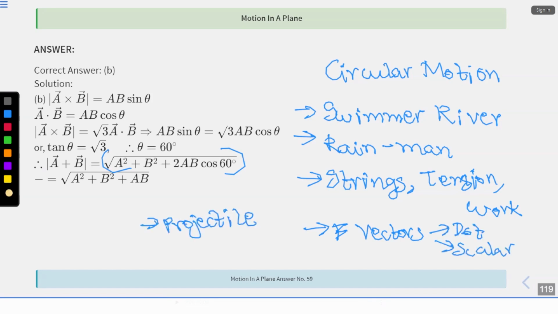So what you could do is go back, go through the video, solve these questions on your own, and then focus on these concepts more, because when it comes to scalars and vectors, these are the varied patterns that they have asked till now. So you could focus more on the swimmer river problem, because most of the students find that hard, so you could practice more on that. And then strings, tension, and work. That is a part of the force concept. And then vectors, you could focus more on dot product and cross product. And then projectile motion, their equations and everything. Just revise them and you will be good to go.